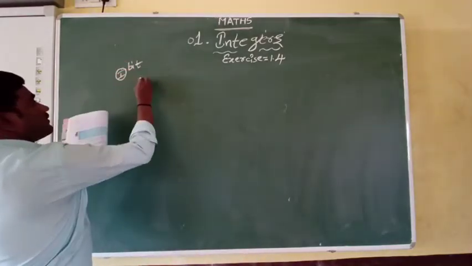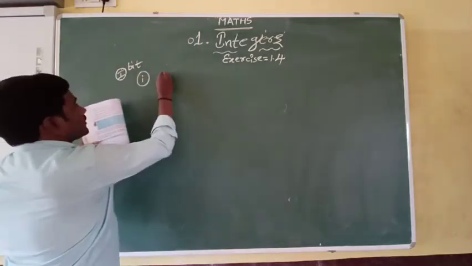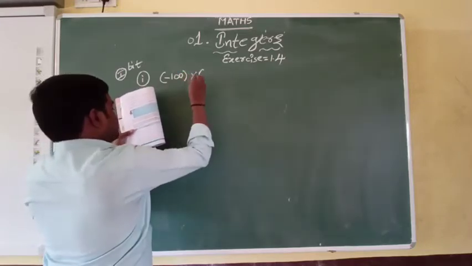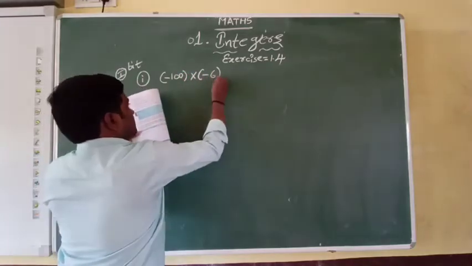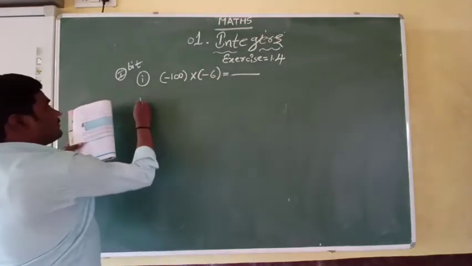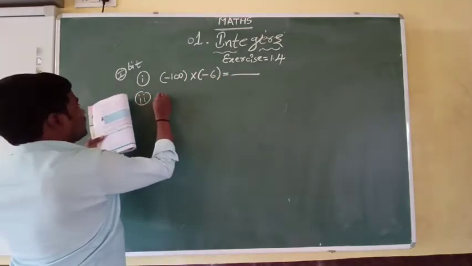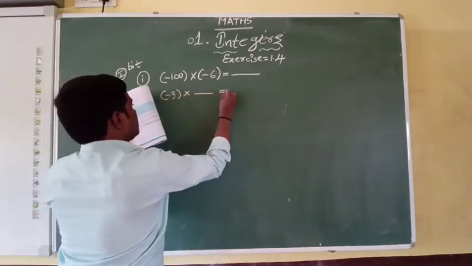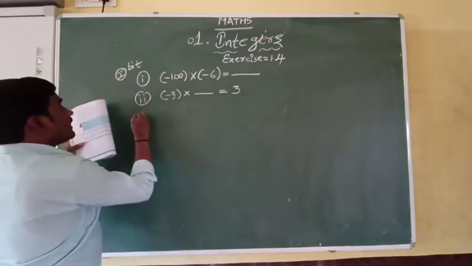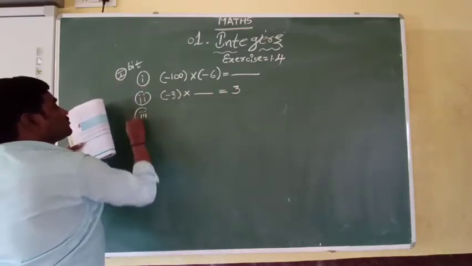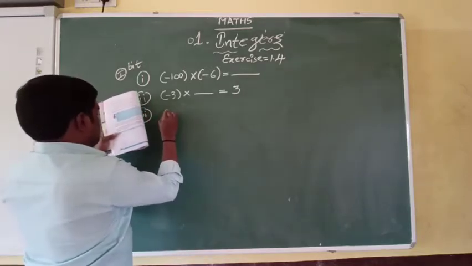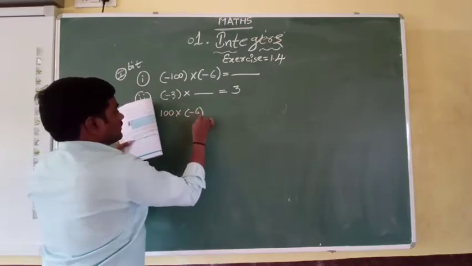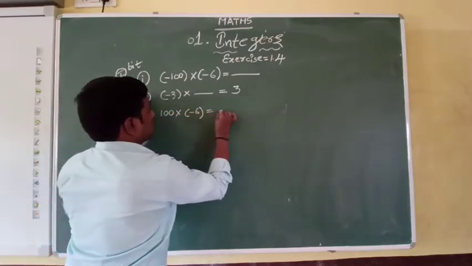First one. This question is based on the multiplication of signs, that is plus into plus is equal to plus, minus into minus is equal to plus, plus into minus or minus into plus is equal to minus. These kinds of sign multiplications are the basis of these fill in the blanks.